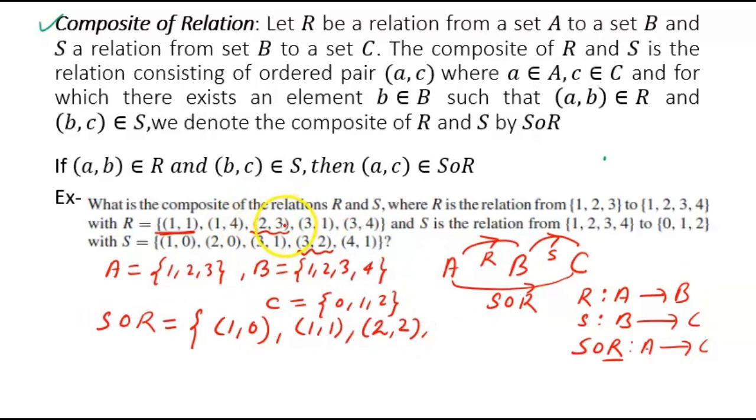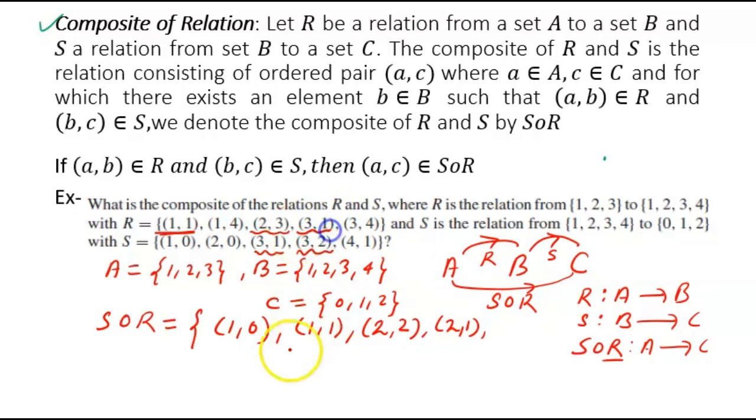Now 2 is going to 3 and 3 is also going to 1. I also have to look at that: 2 is going to 3 and 3 is going to 1. So 2 is also going to 1. Let me rewrite it for better understanding. 2 is also going to 1, so (2,1) will be there. Now 2 is going to 3 and I have already taken these 2 possibilities, that 3 is going to 1 and 3 is going to 2. There is no element which is taking 3 to some other element.